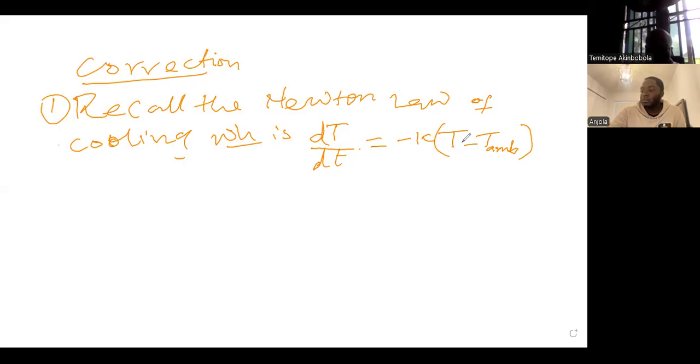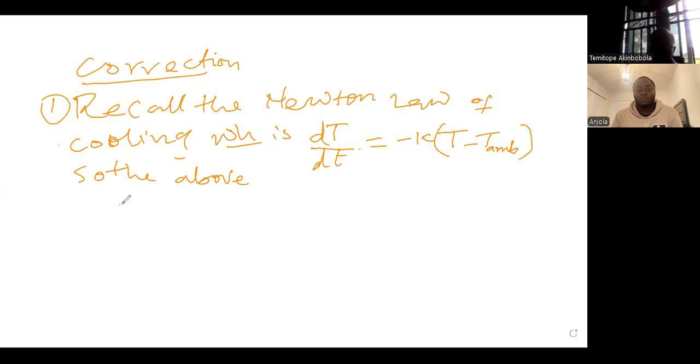Why do we take minus k? Remember yesterday in that model, we said if k is negative, it means decay. Because Newton's law of cooling is going to be decay, the temperature will be coming down. If you want to look at it as the compound interest formula, that is growth, it will be k, not minus k. So we now have a differential equation to solve.